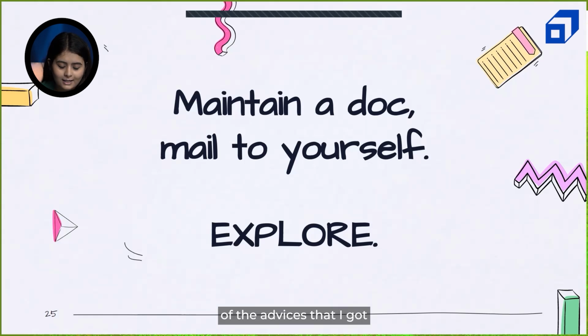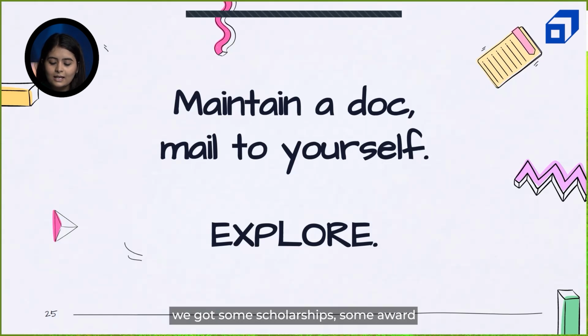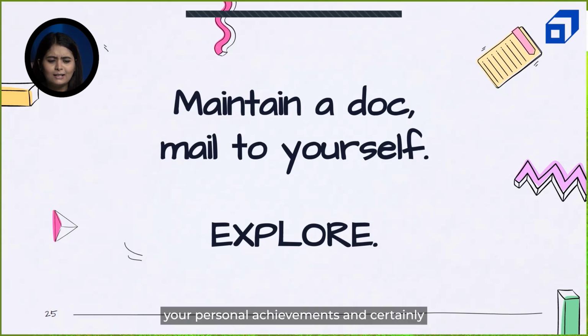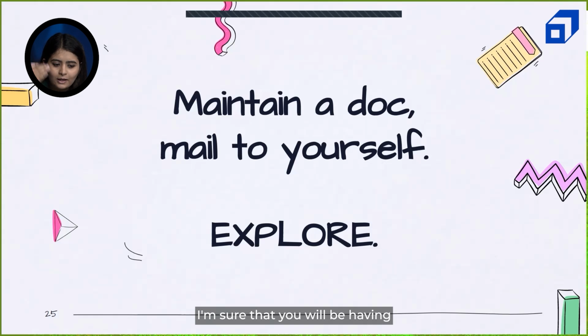Also, this is one of the pieces of advice that I got from one of my seniors. Maintain a doc and maybe mail it to yourself. In the doc, try writing the nice things in your tech domain, what scholarship you got, if you got selected in some tech event or something. Just keep track of all those things. Sometimes we get some scholarship or award, but we forget about it, right? So make a list of them. Try to maintain a doc where you write your personal achievements, and I'm sure that you will have a good list by the end of your engineering.